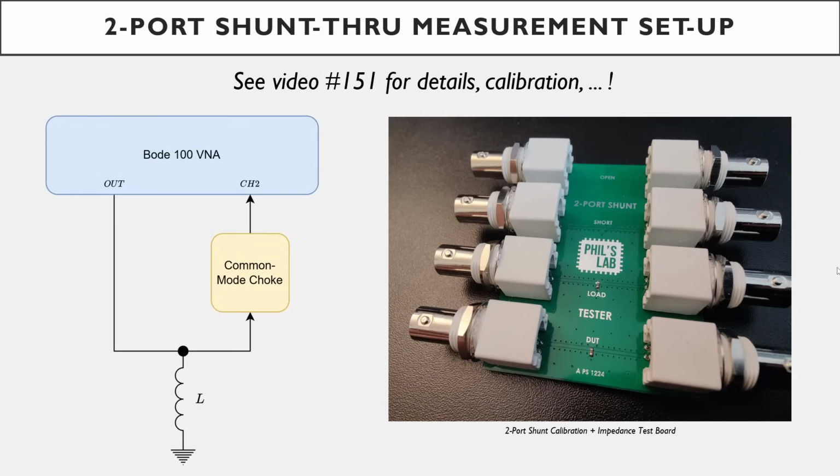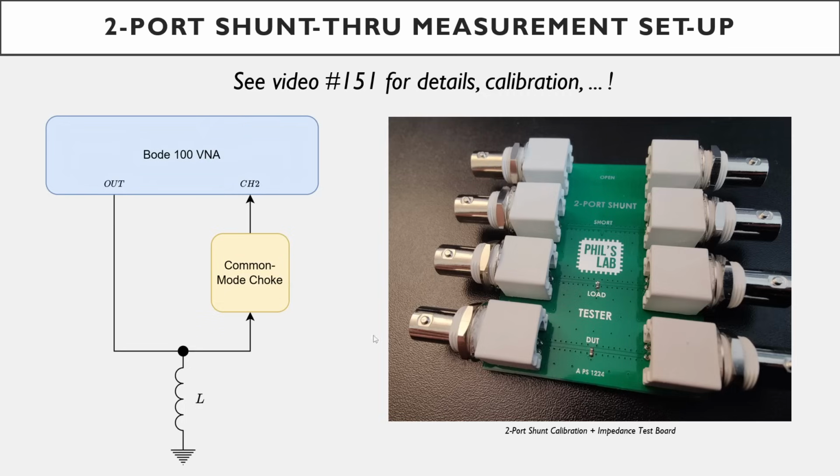Now I'd like to show you how we can use a Bode 100 vector network analyzer in combination with one of my impedance test boards that I've made to measure the impedance versus frequency curve for an inductor. On the left-hand side, very simple setup. I'm using a 2-port shunt-through measurement setup, and if you'd like full details on this measurement setup as well as calibration and how this works, please go and watch video number 151 on my channel.